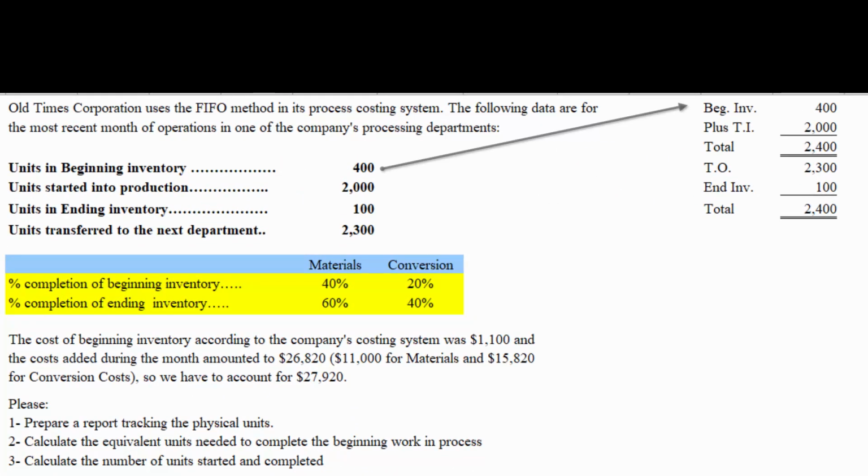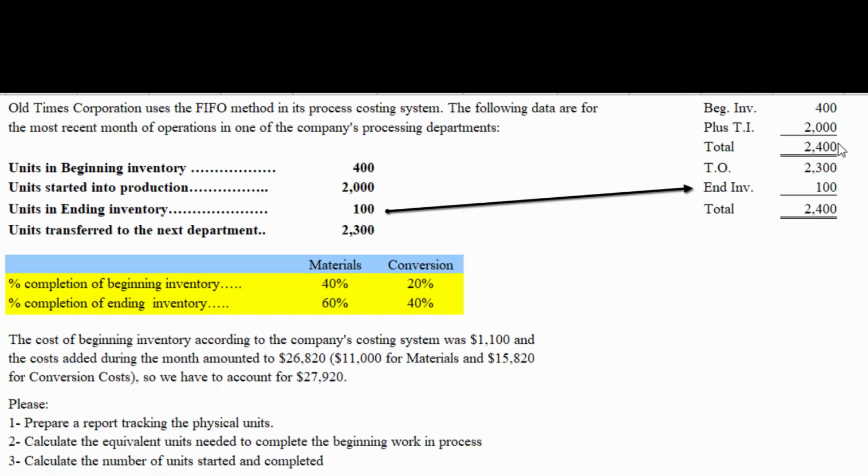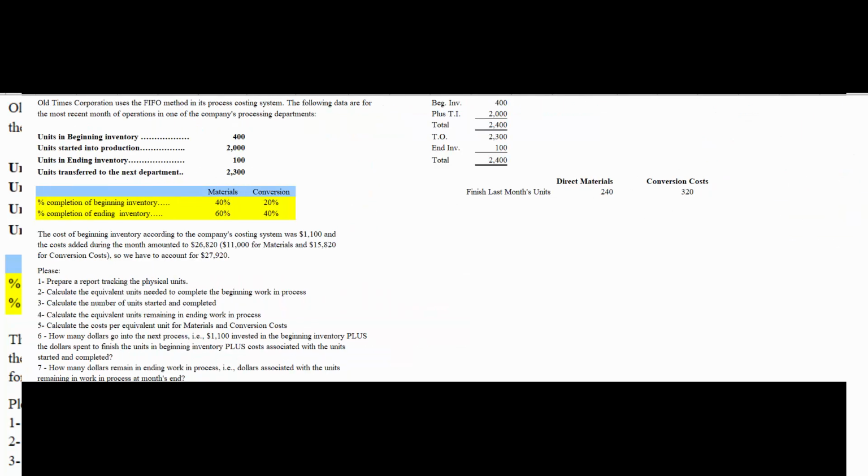Super easy, even a marketing major could do this. Beginning inventory of 400 plus the units transferred in is 2,000, means we have to account for 2,400. 2,300 transferred out, so that means we have an ending inventory of 100. So we're in charge of 2,400 units and we can account for 2,400 units.